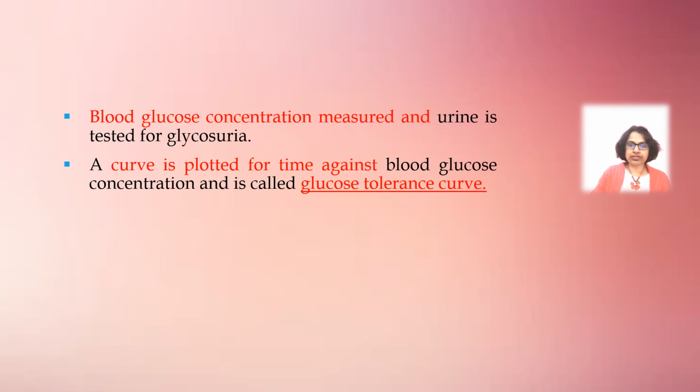A curve is plotted of time against blood glucose concentration and it is called the glucose tolerance curve. So after blood glucose concentration is measured and urine is tested for glycosuria, a curve is plotted for time against blood glucose concentration. That curve is known as the glucose tolerance curve.